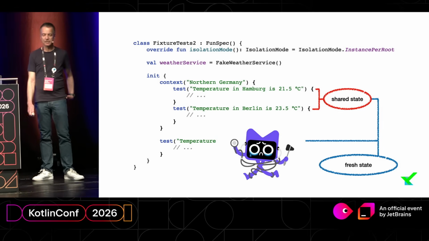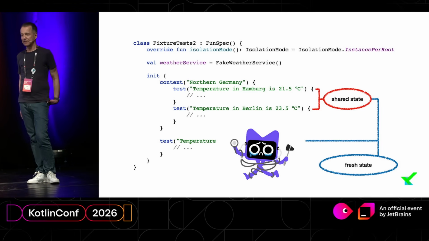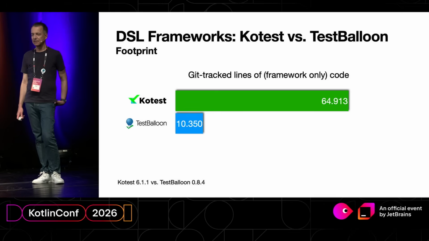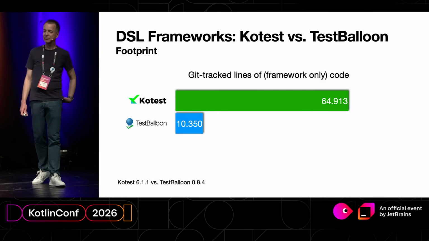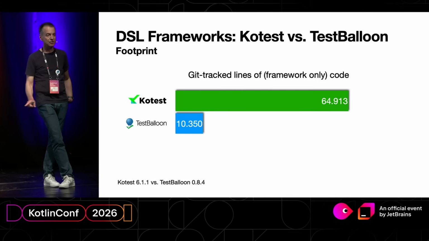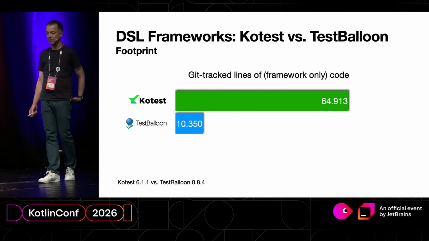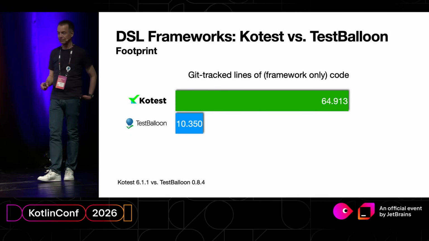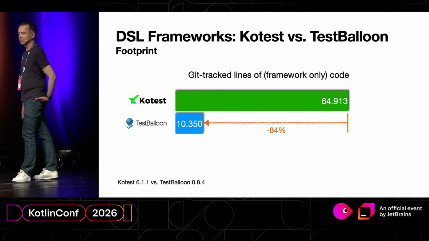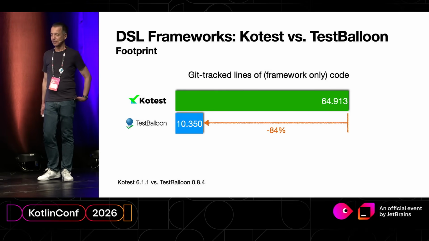And also one major difference, and what motivated me to try something else, is size. Kotest has about 65K lines of code for the framework. Just for the framework, no extensions, nothing else. And no assertions. And TestBalloon is at 10K lines of code, and both do the same thing. So it's an 84% reduction in size. Now imagine what's easier to maintain.